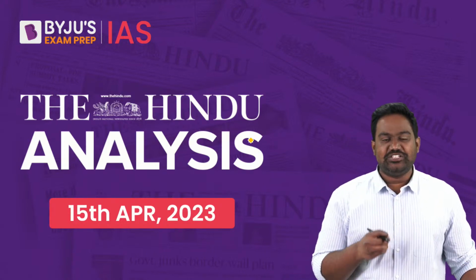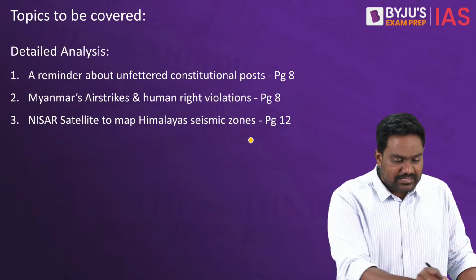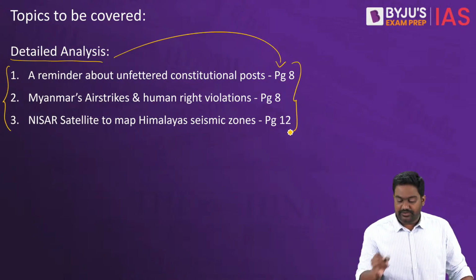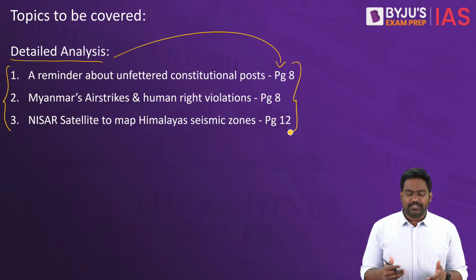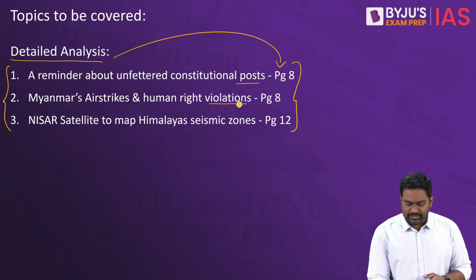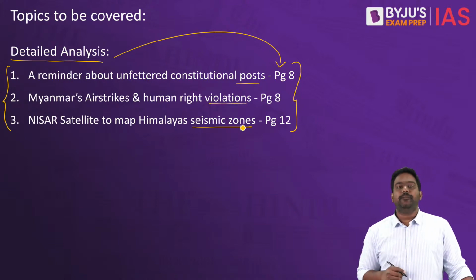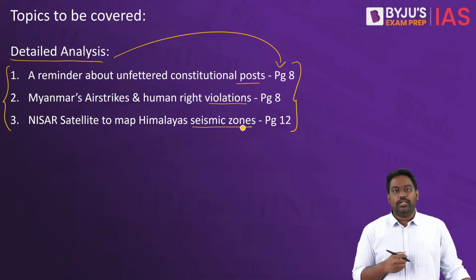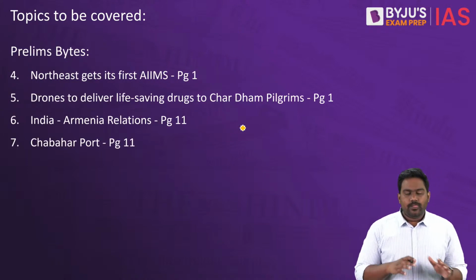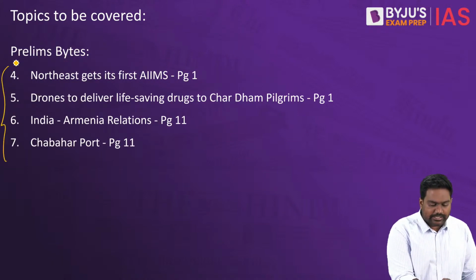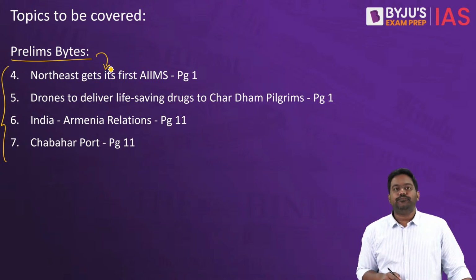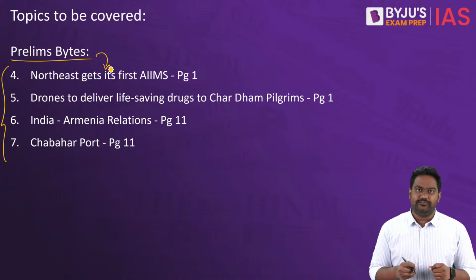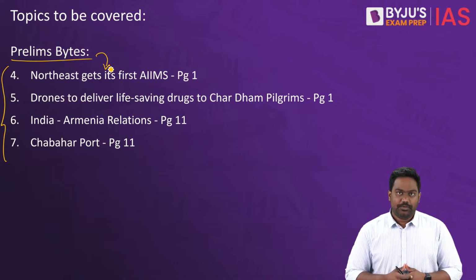So let's take a look at the topics we're going to discuss today. We have three important articles from page number 8 and 12. These topics cover Indian polity, international relations, and science and technology. We shall discuss all the three articles in complete detail, both for prelims and mains. And after that, we'll take a look at four smaller articles from a prelims point of view. So just stay with me for the next 1 hour. I'll try to cover all these articles comprehensively so that you don't have to go back and read the newspaper.